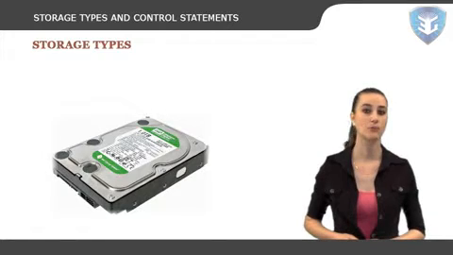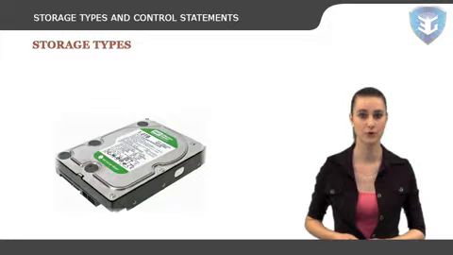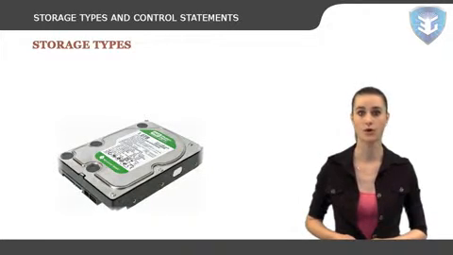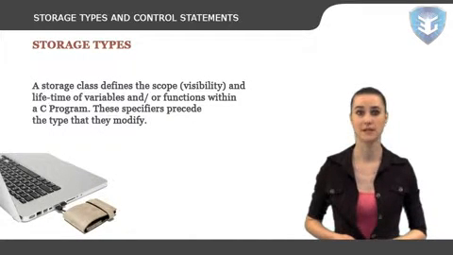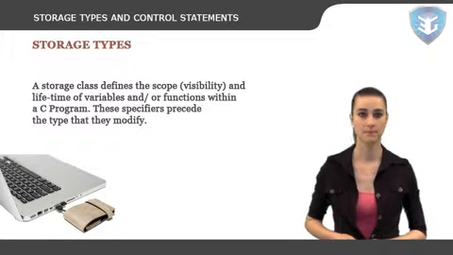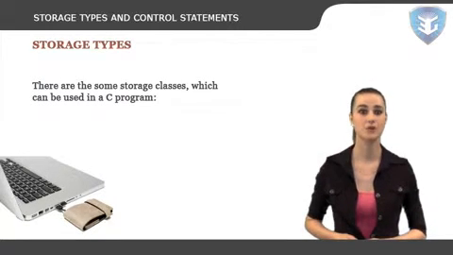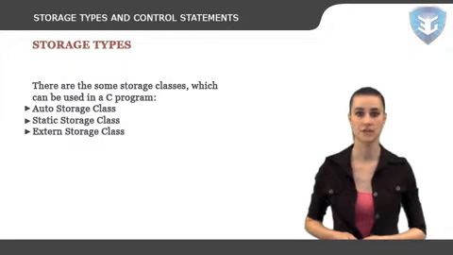The lifetime of a variable or object is the time period in which the variable or object has valid memory. Lifetime is also called allocation method or storage duration. A storage class defines the scope, visibility, and lifetime of variables and/or functions within a C program. These specifiers precede the type that they modify. There are some storage classes which can be used in a C program: auto storage class, static storage class, extern storage class.